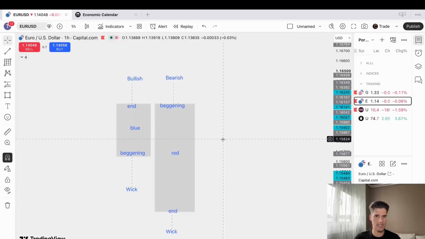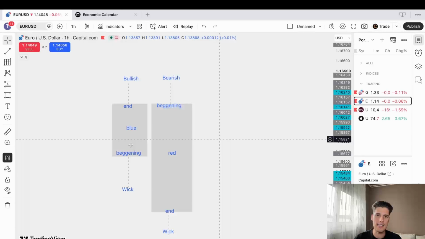These are the Japanese candles. Here you can see this part of the candle is basically the body. Every candle has got a body, the blue and the red one also. What you can see here, these are the wicks of the candles. The wicks show how high or how low the candle went.